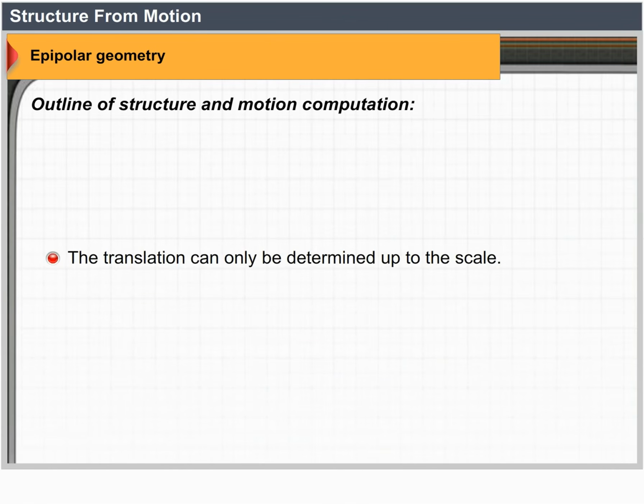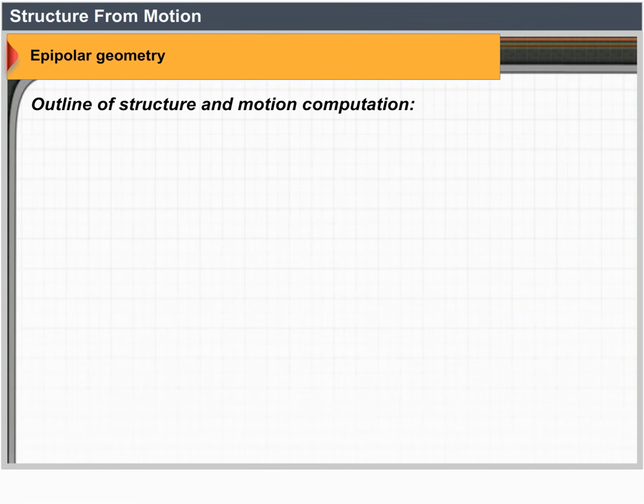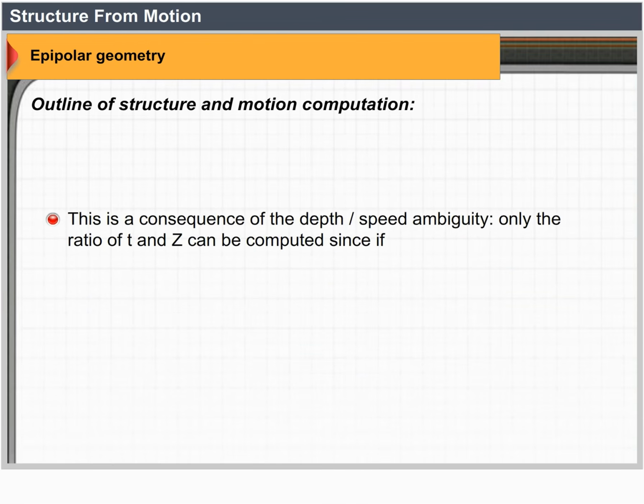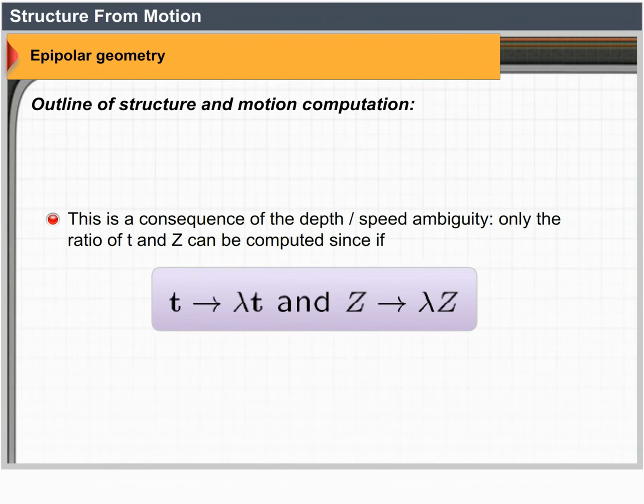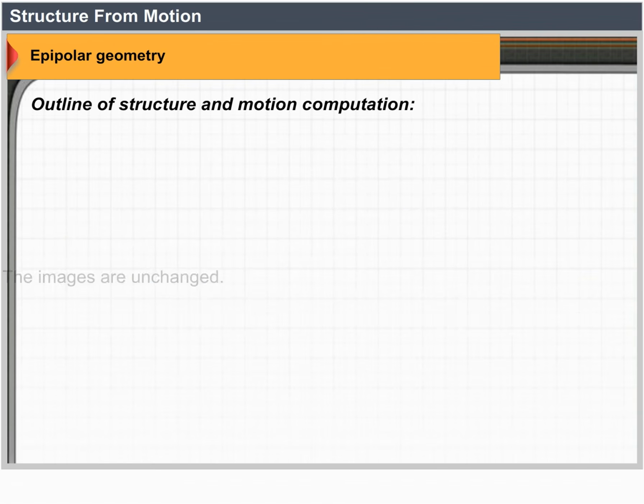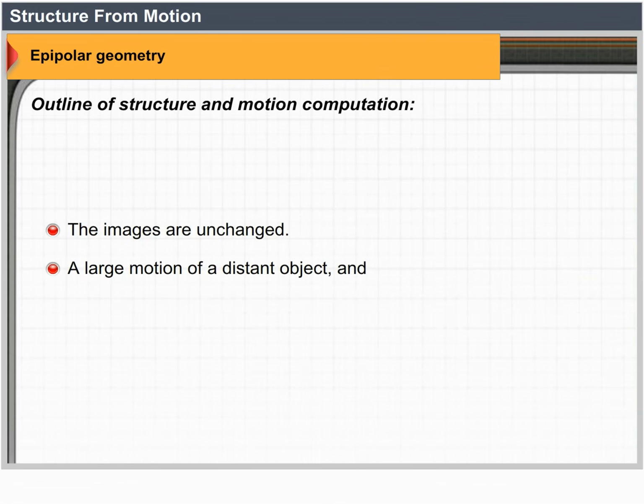This is a consequence of the depth speed ambiguity. Only the ratio of t and z can be computed, since if t tends to lambda t and z tends to lambda z, the images are unchanged. A large motion of a distant object and a small motion of a nearby object are indistinguishable.